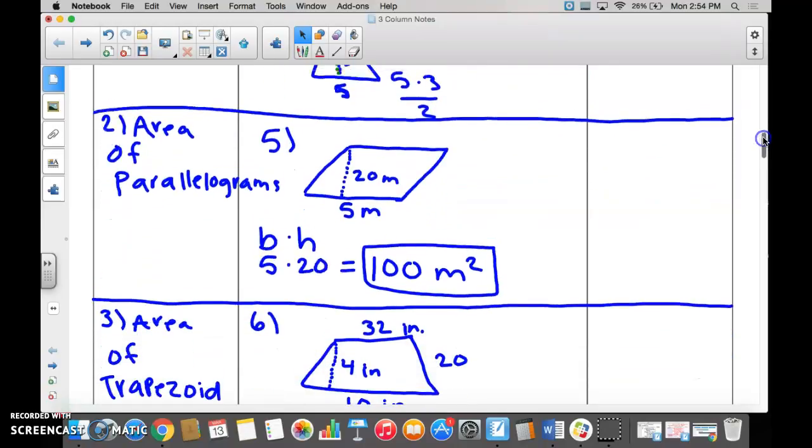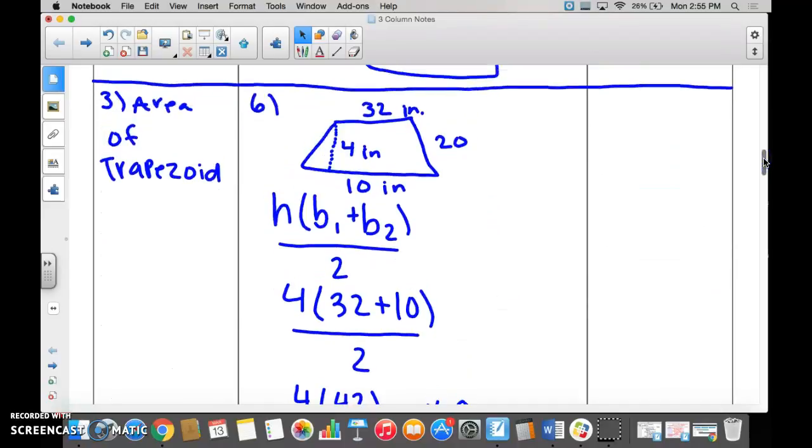All right, going down, we're doing area of a parallelogram. It's the same formula as the area of a rectangle: base times height. And then we did the area of a trapezoid. Katie, can you tell me the formula for the area of a trapezoid? Height, and then in parentheses, base 1 plus base 2, divided by 2. Does it matter which is base 1 and base 2? No. So here we said this was base 1, but it doesn't have to be. 10 could have been base 1, you're going to get the same answer.